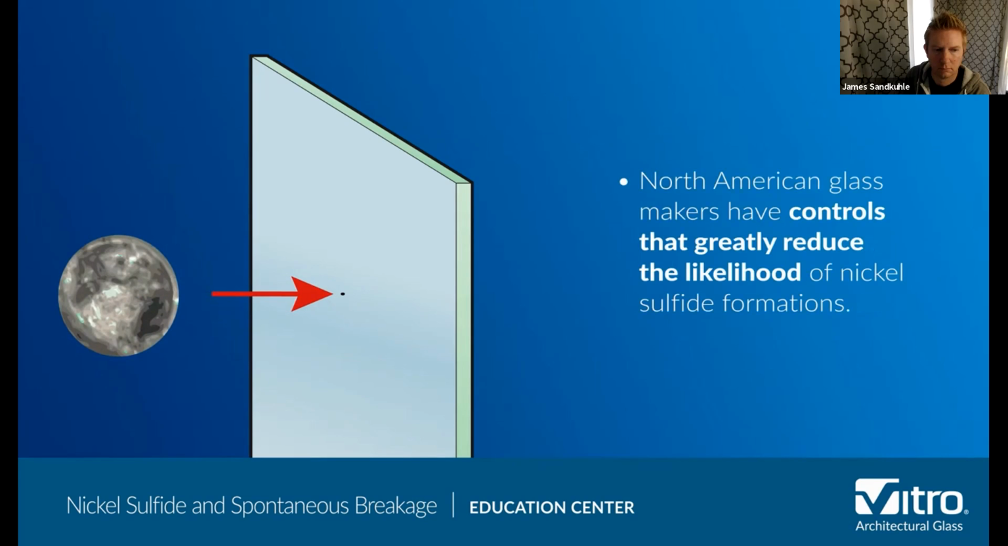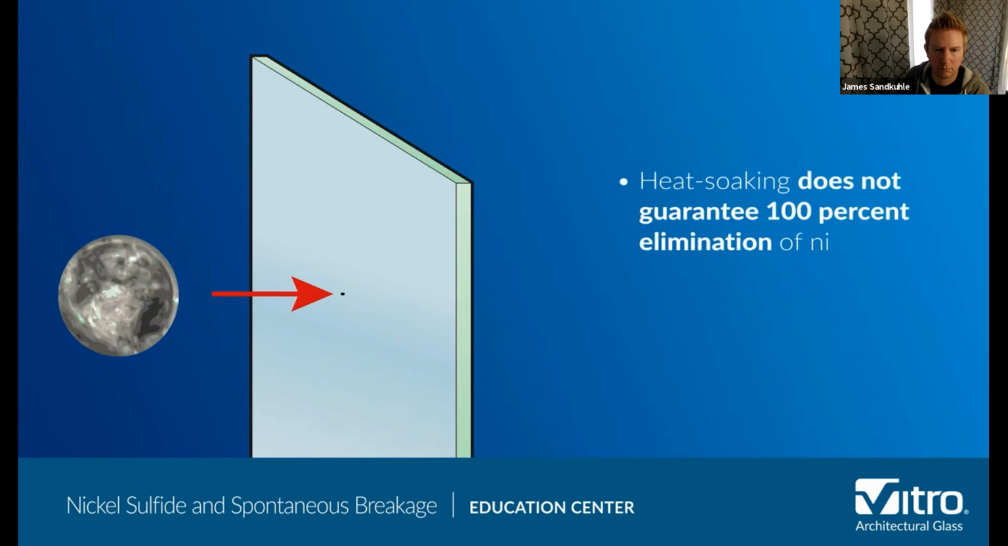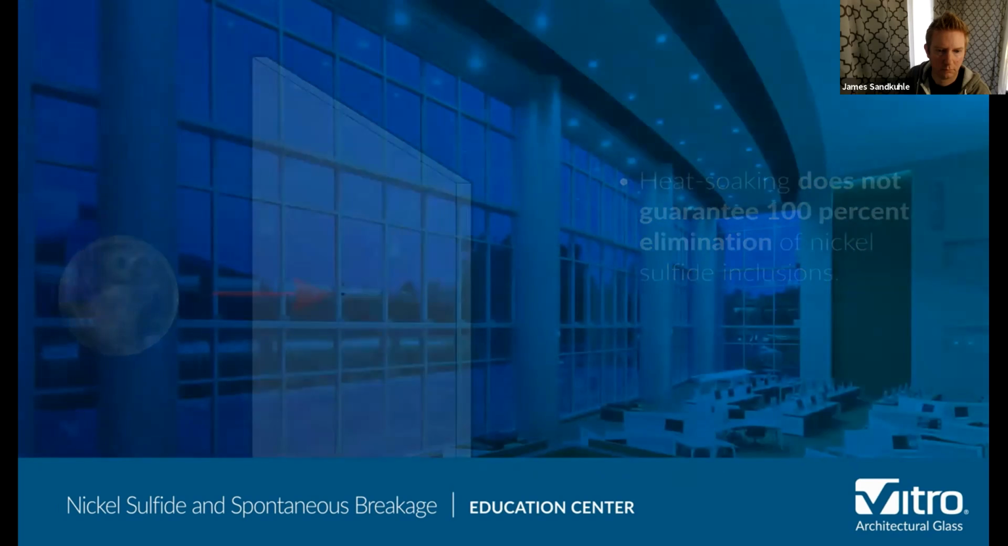Here at Vitro, we don't use nickel in any of our primary batch formulations, and our glass plants use magnetic separators. In addition, nickel-bearing metals are banned from all of our operations. Finally, heat soaking after fabrication may destroy flawed glass panels, but the procedure does not guarantee 100% elimination of nickel sulfide inclusions. In addition, the heat soaking procedure can increase cost, cycle time, and scrap rates.